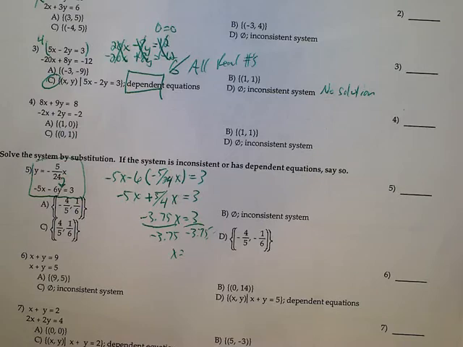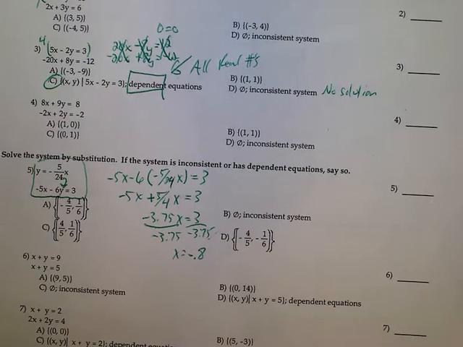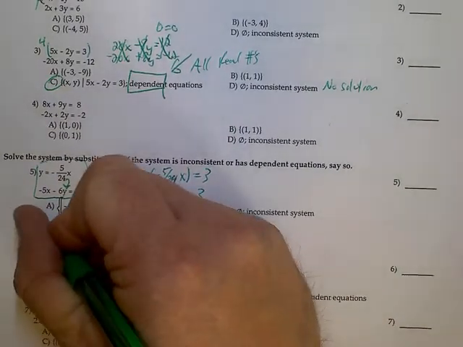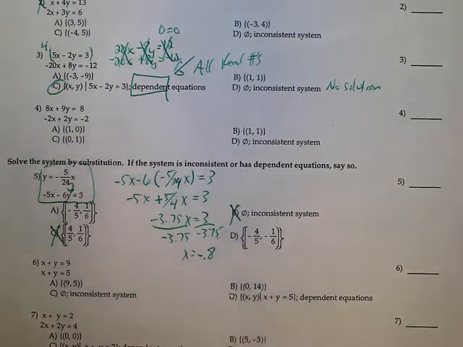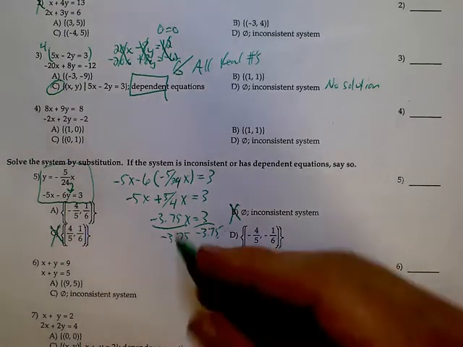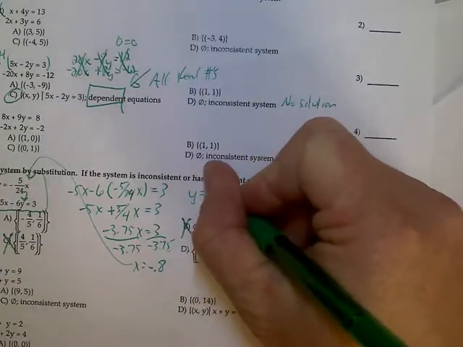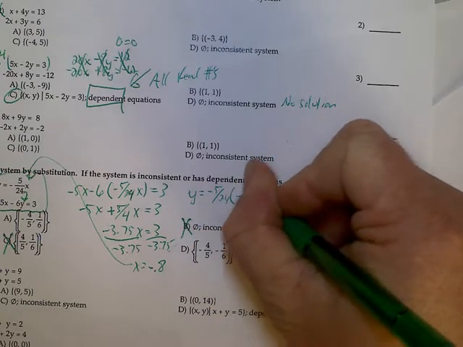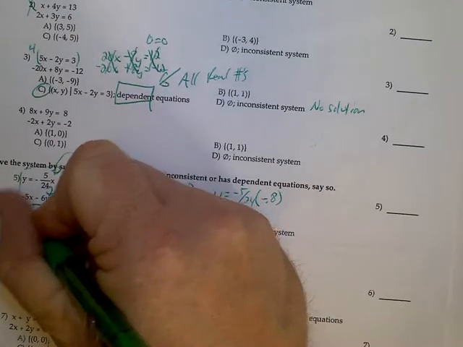So I know that x has to be 3 divided by negative 3.75, negative 0.8. So I'm looking for the decimal of 0.8, negative 0.8. I know that I actually get a solution, so it's got to be between A and D. Negative 4 over 5 is negative 0.8. Now if I substitute back in to see what I get, y has to be negative 5 over 24 times negative 0.8. So negative 5 divided by 24, multiplied by negative 0.8, gives me positive 0.166, so it has to be A.